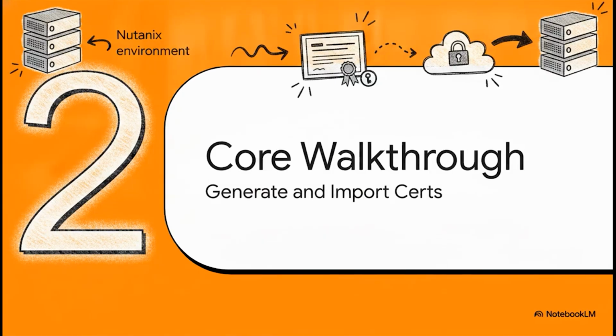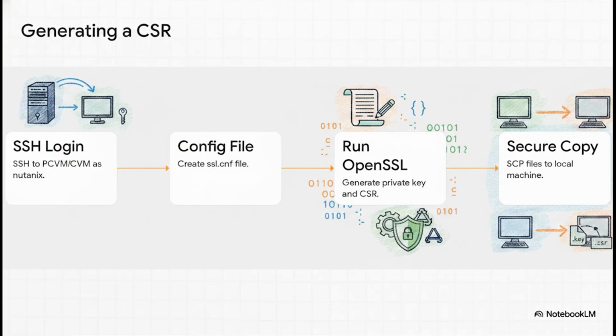All right, moving on to Part 2, Core Walkthrough, Generating and Importing Certificates. Let's actually walk through the exact procedure. If you're generating a CSR right from the command line, the sequence is highly specific. First up, you're going to SSH into the Prism Central VM or the Prism Element Controller VM using the Nutanix user account. Next, you create a config file named exactly ssl.cnf in your home directory.